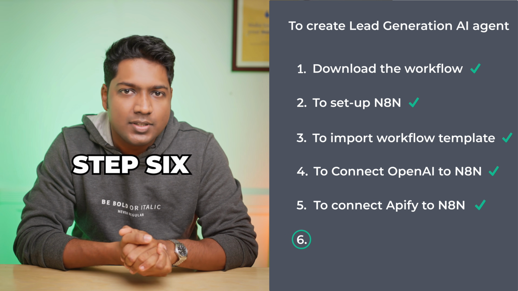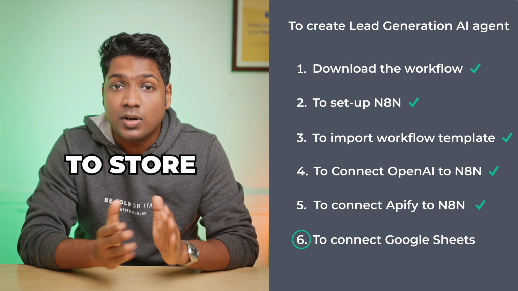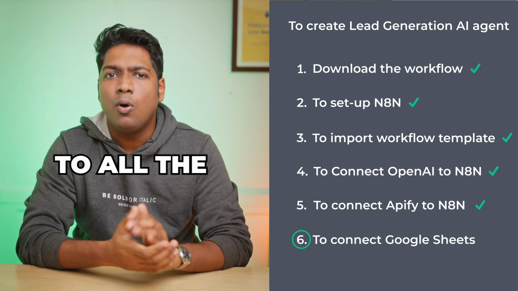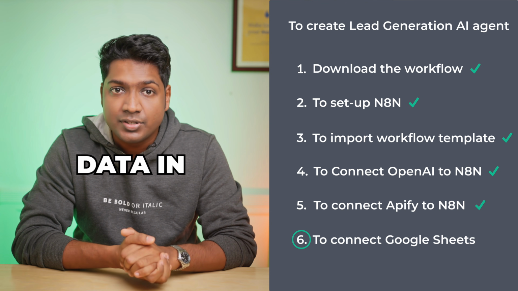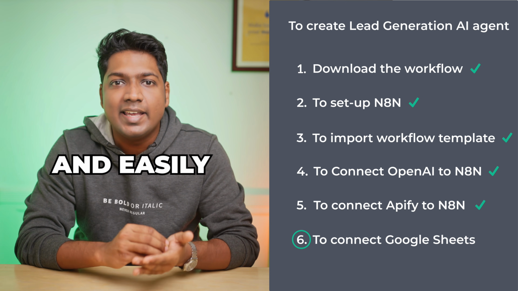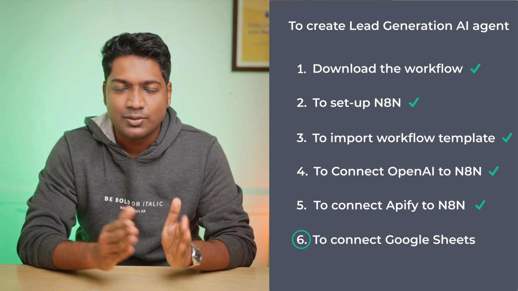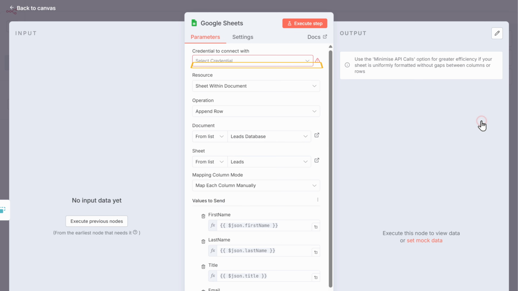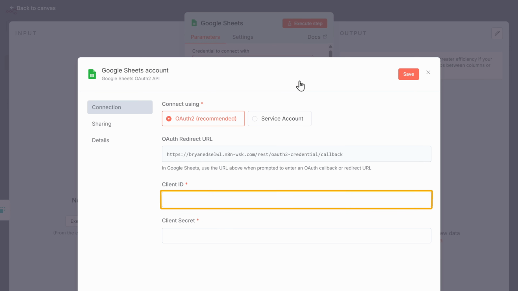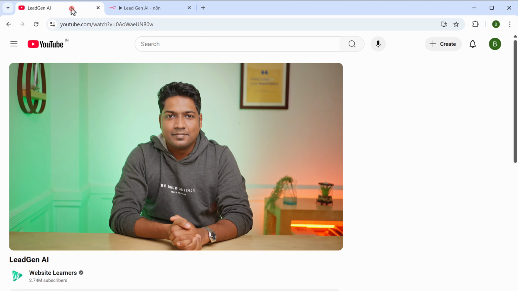Next, let's go to step 6, which is to connect Google Sheets to store our leads. Google Sheets helps us store all the leads, insights, and the outreach data in an organized and easily accessible way. To connect Google Sheets, open this node, click here, and select Create New Credentials. Here we need to enter our Google credential. So to get them, click the link in the description.